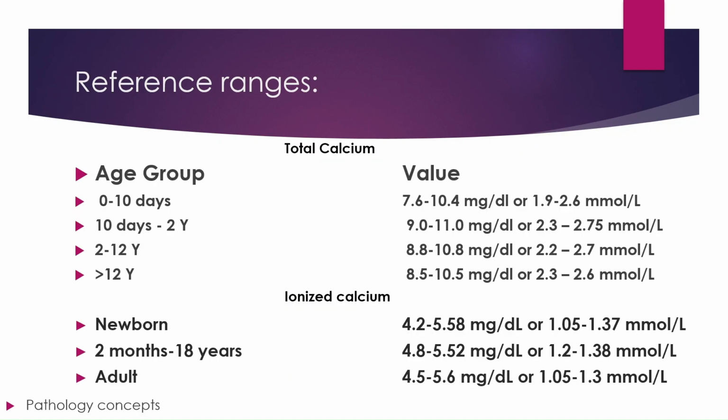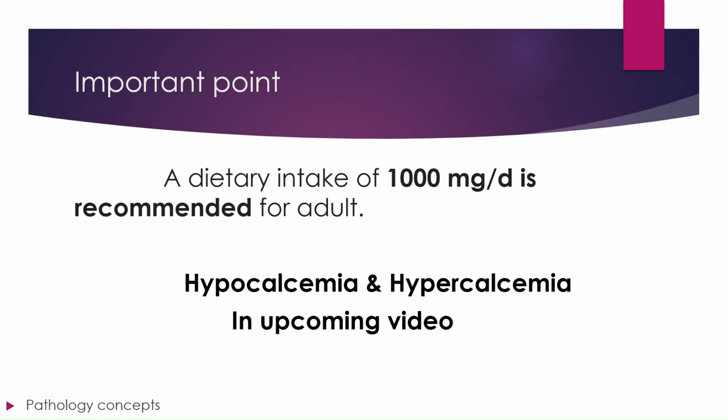These are the reference ranges for calcium. For total calcium, the adult reference range is 8.5 to 10.5 mg per dl, and for ionized calcium, the reference range is 4.5 to 5.6 mg per dl in adults. Important point, a dietary intake of 1000 mg per day is recommended for adults.